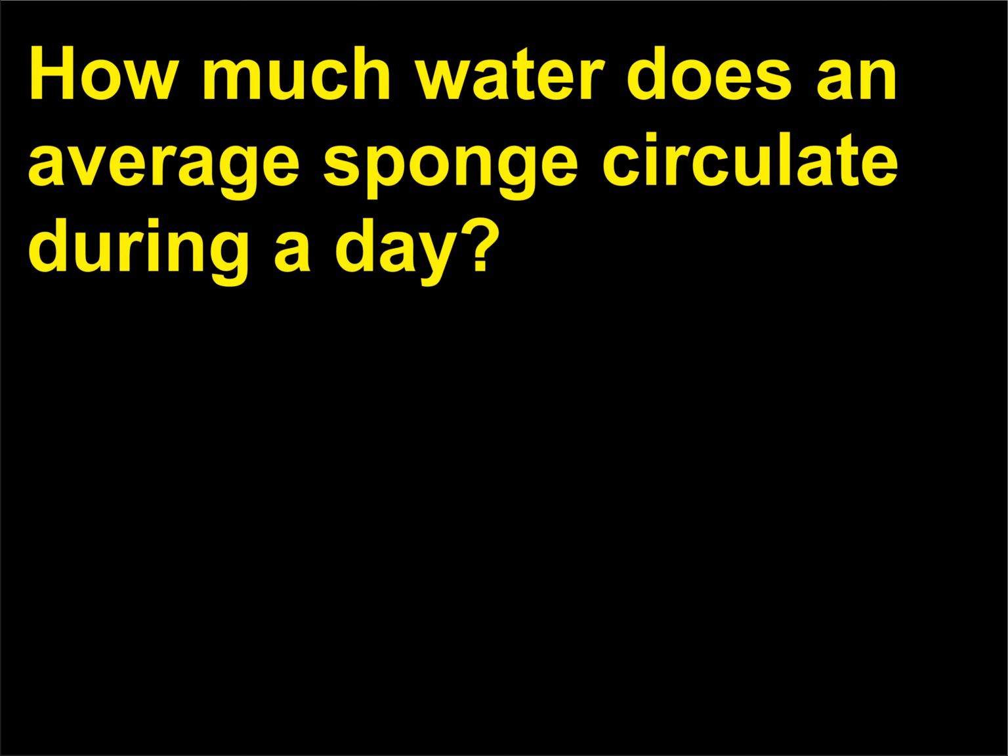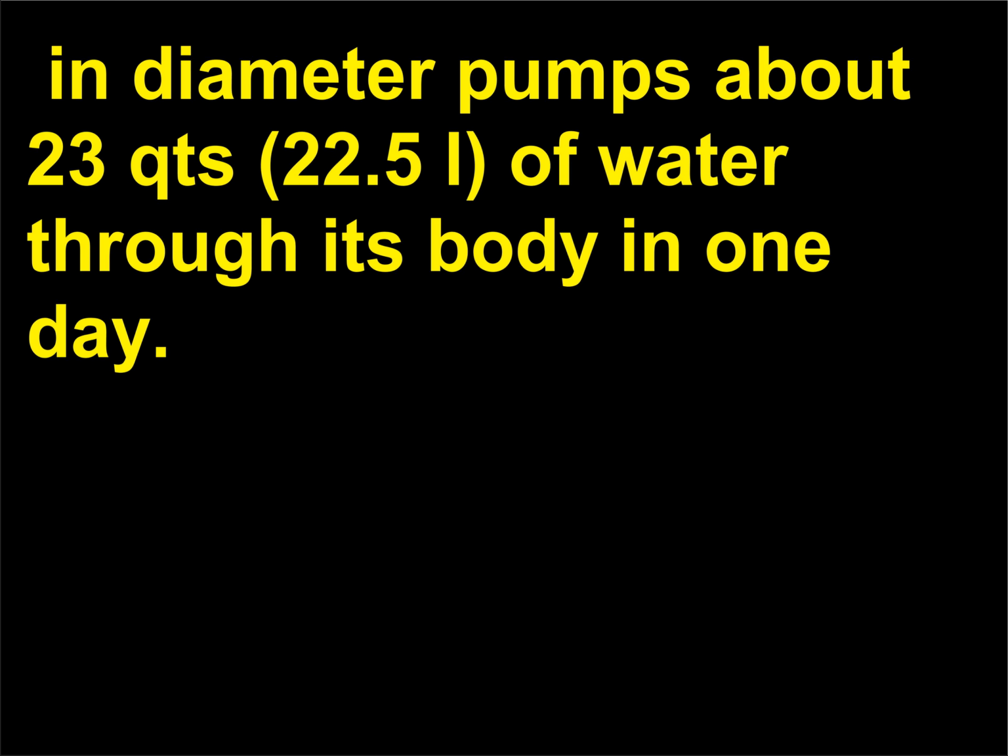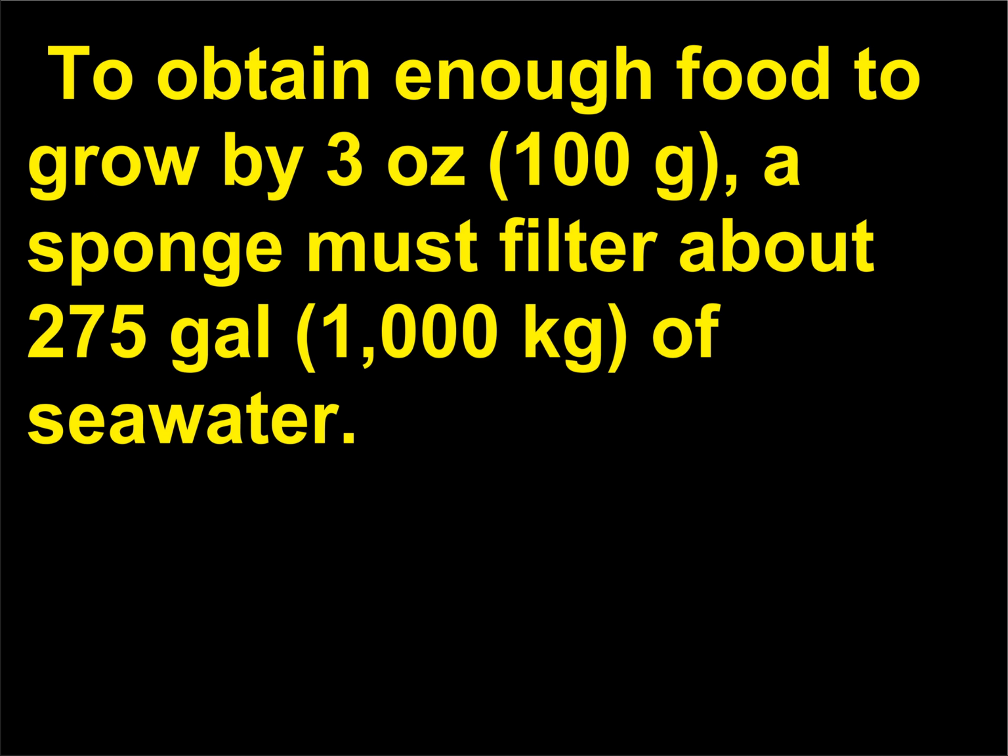How much water does an average sponge circulate during a day? A sponge that is 4 in, 10 centimeters, tall and 0.4 in, 1 centimeter, in diameter pumps about 23 qts, 22.5 L, of water through its body in one day. To obtain enough food to grow by 3 ounces, 100 g, a sponge must filter about 275 gal, 1000 kilograms, of seawater.